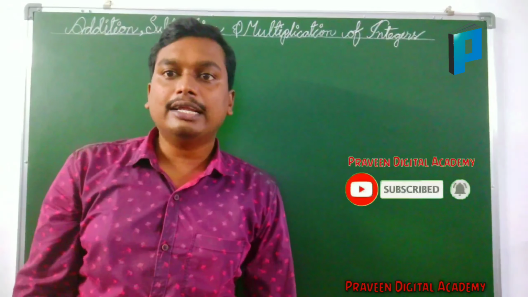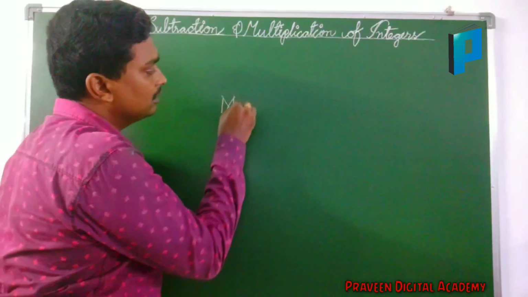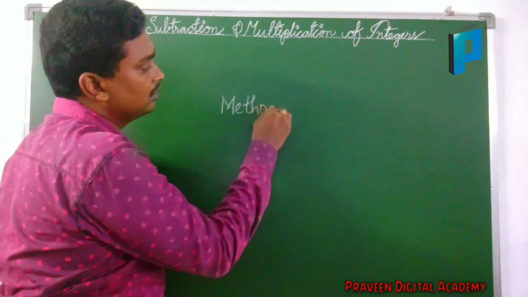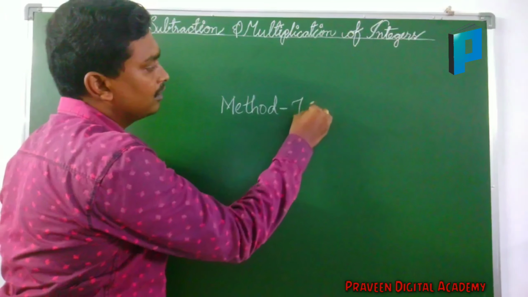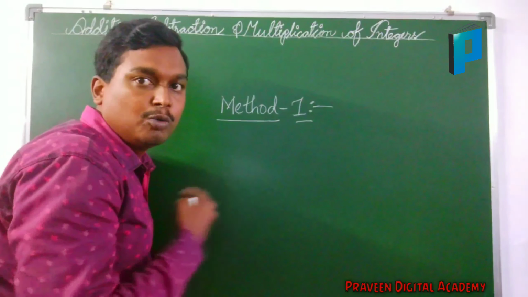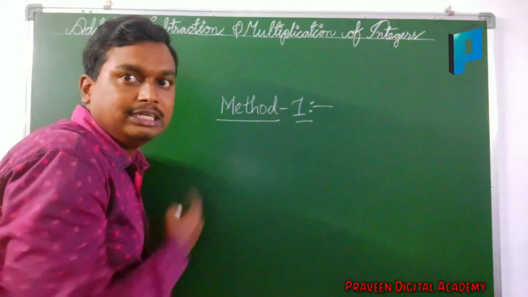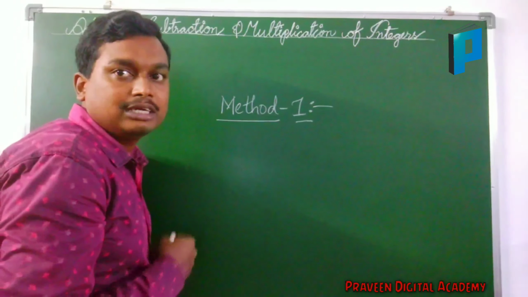First of all, let us go for method 1. Here method 1 will have two positive integers. How to add two positive integers comes under method 1.